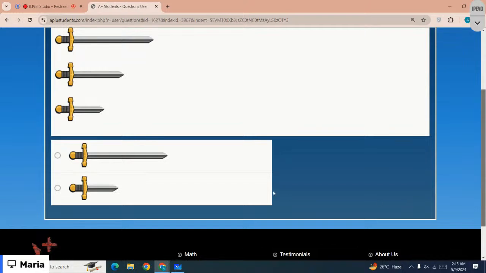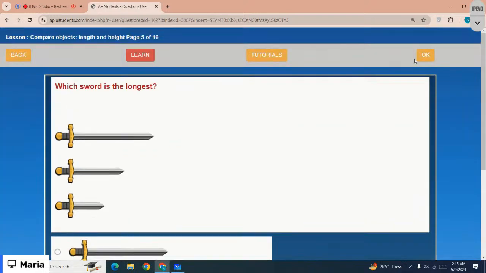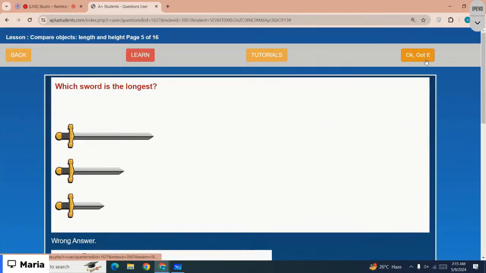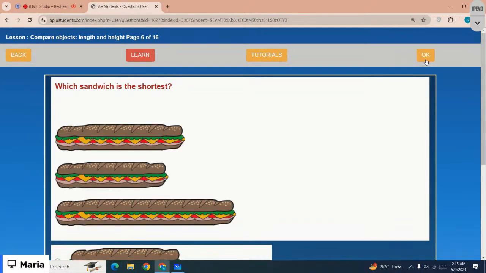Yes, the second one is the shortest, right? Okay, so basically you have to compare the length here, right? Length of different things. Okay, you can complete the lesson by yourself later today. Let me just move on to some nice lesson.